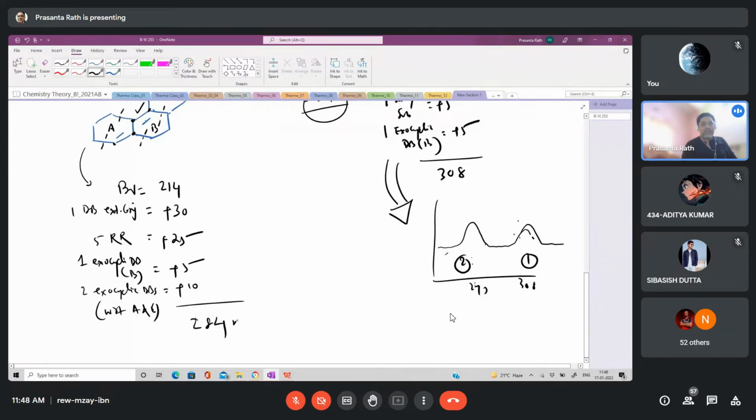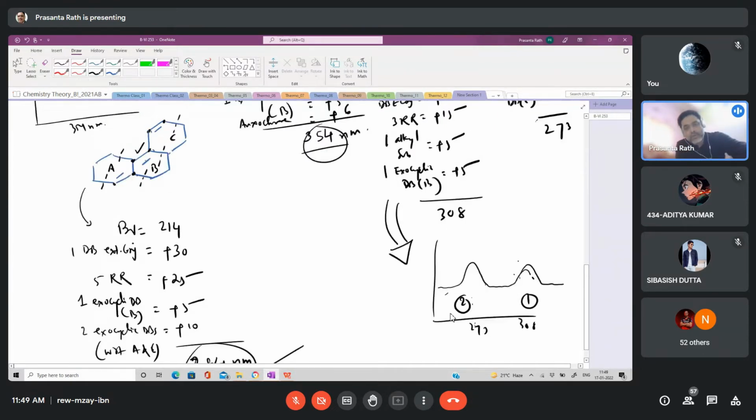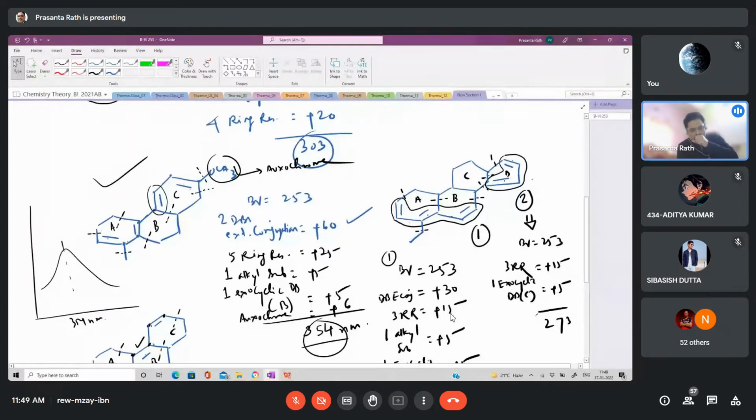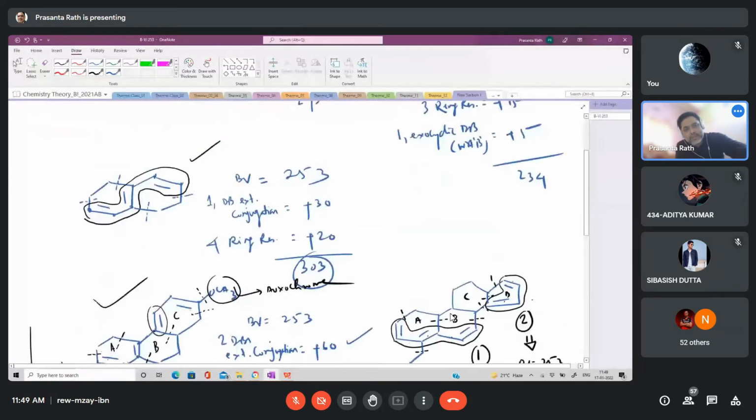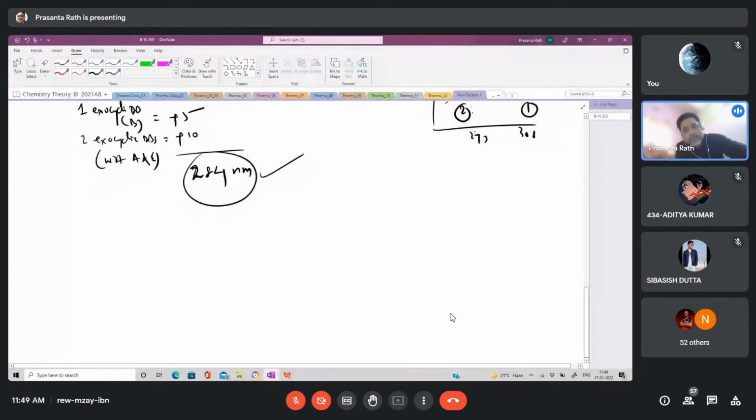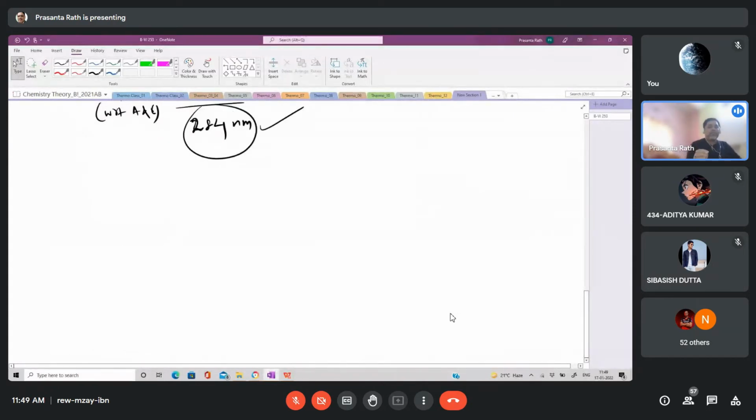284 nanometer is the expected peak position. Do you understand the application of the Woodward-Fieser rule? Can you do the examples? In the exam you can expect one question from this, and I hope you can do it. If you practice this much at least, I have tried to cover all the aspects of applying the Woodward-Fieser rule for diene systems. One question I tell you, try to do this.